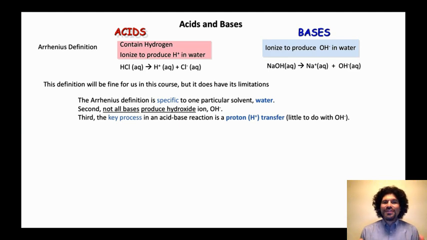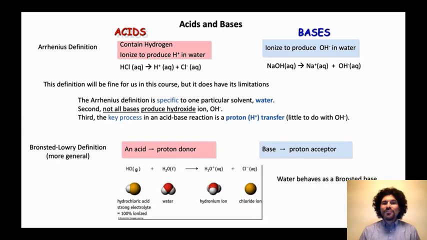Secondly, not everything that's generally considered a base actually produces hydroxide ions. Okay, there are bases that don't contain hydroxide. And then thirdly, we've come to know that the key process in an acid-base reaction is actually the transfer of a proton. So protons are really important in acid-base chemistry. Hydroxide, not so much so. They just happen to be what happens when certain acid-base reactions take place in water.